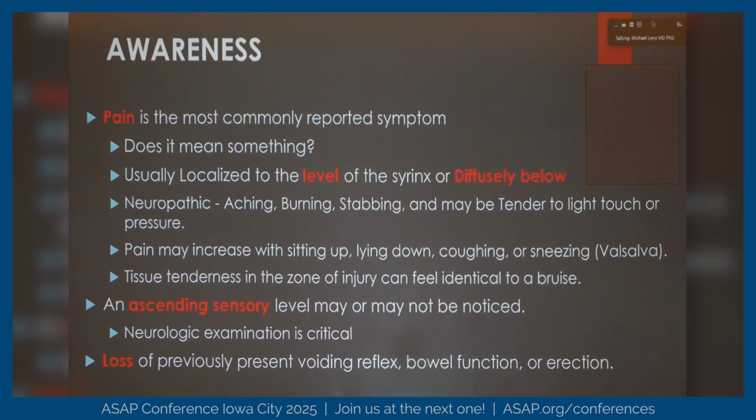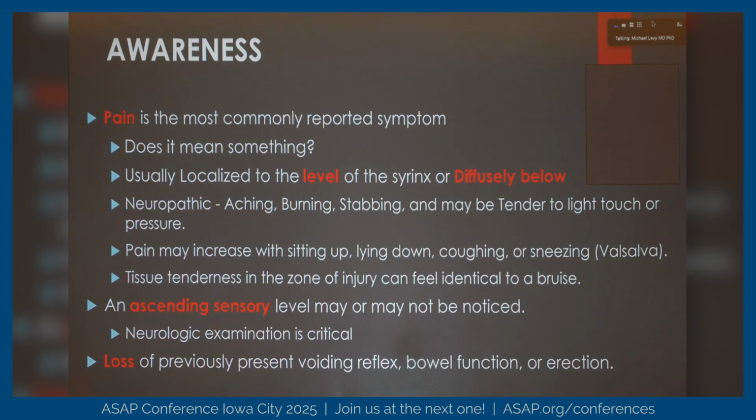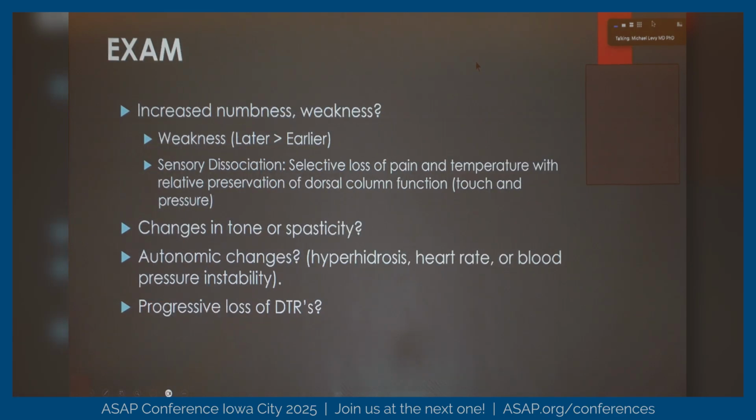Also, loss of function is essential to follow and requires a close relationship between the patient and the surgeon or the caring physician. Are they losing important neurologic capabilities that potentially, in the absence of any kind of treatment or follow-up, are something that can't be regained? On our exams, is there increasing numbness or weakness? Weakness tends to be later as opposed to earlier. Is there a sensory dissociation, namely selective loss of pain and temperature with preservation of dorsal column function, which is touch and pressure?